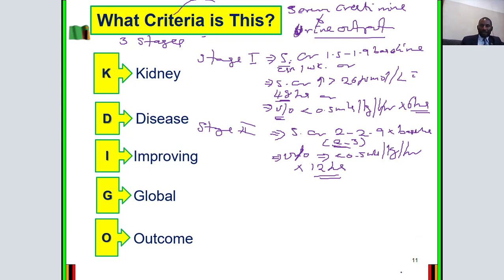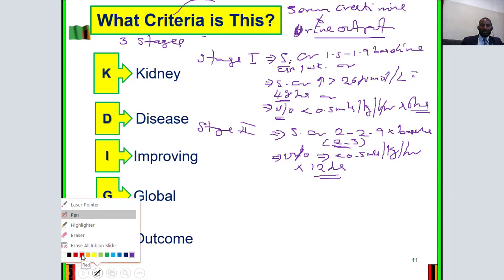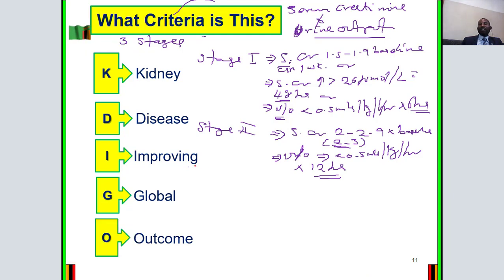Then we come to stage 3. Forgive me, I'll use a red color because it is the most commonly seen. Stage 3, what is there? Number 1, serum creatinine is more than 3 times from the baseline.